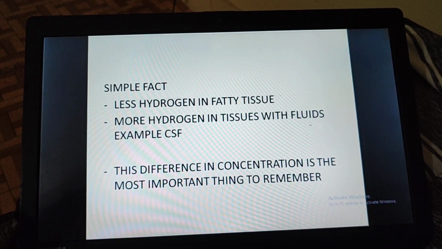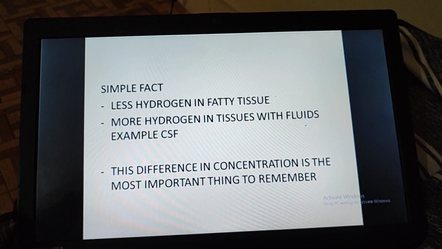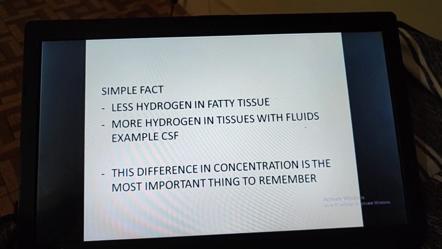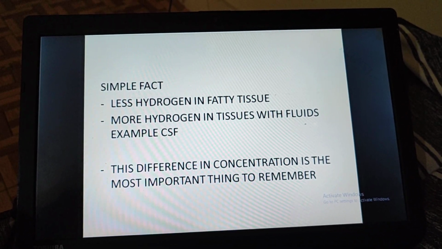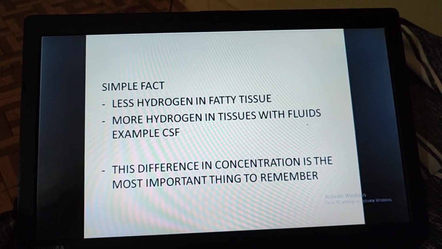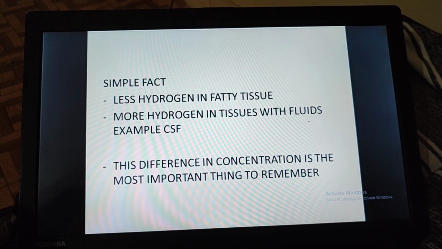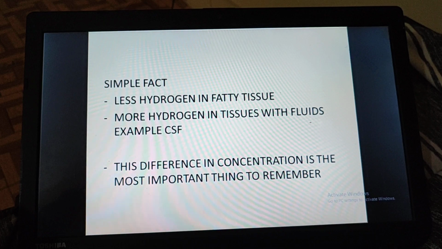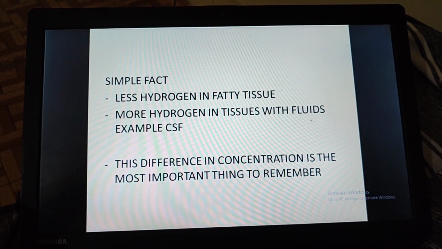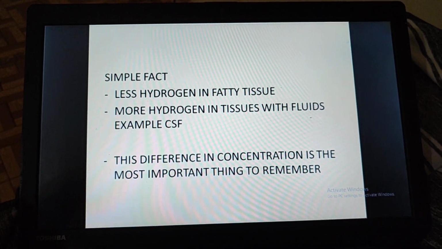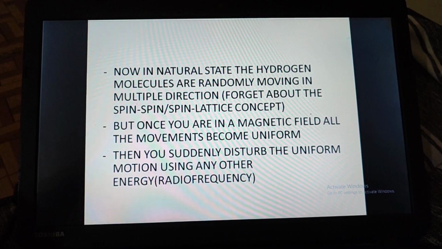And so the simple fact is that if you have a watery tissue, let's say the CSF, then more hydrogen is present in the CSF. If you have a fatty tissue, let's say the fat, then it has less hydrogen. It's as simple as that. So the water, as you can see in CSF, has more hydrogen, and the fat has less hydrogen because it's more fat. The difference in concentration is the most important thing to remember while interpreting an MRI. So now let's go into a bit of depth.